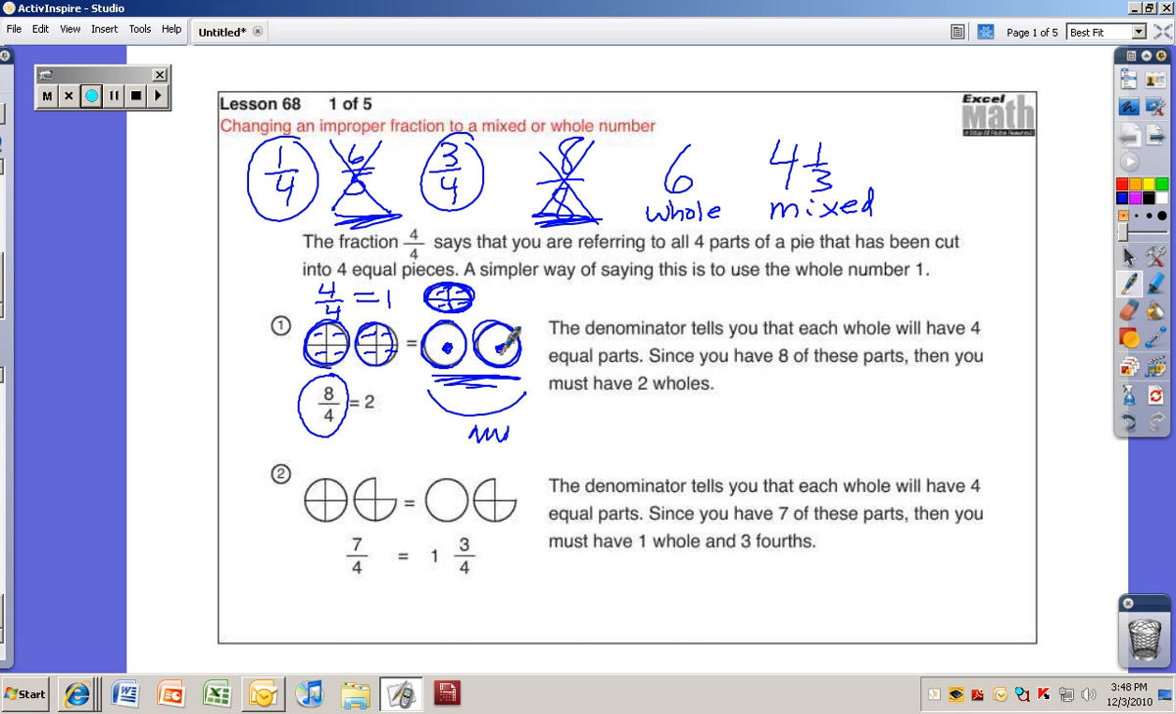Anyway, okay. The denominator tells you that each whole will have 4 equal parts. Since you have 8 of those parts, then you must have 2 wholes. All right, let's take a look at number 2. 7/4. Here's a picture of 7/4. 1, 2, 3, 4, 5, 6, 7. 7/4 is actually equal to 1 whole here, and then 3/4 right there. So the answer is 1 3/4.